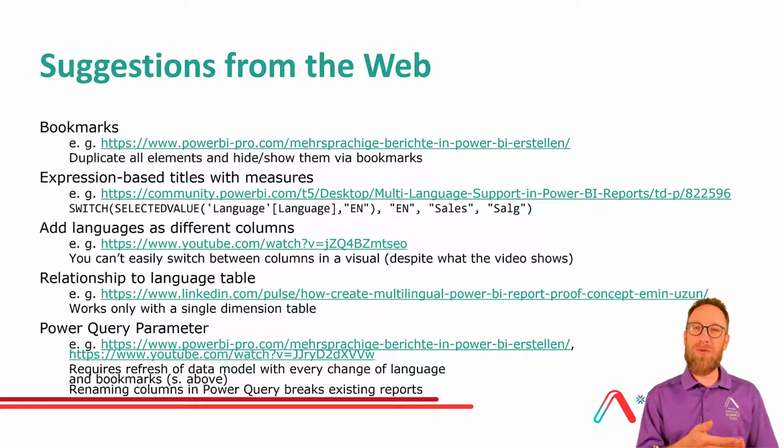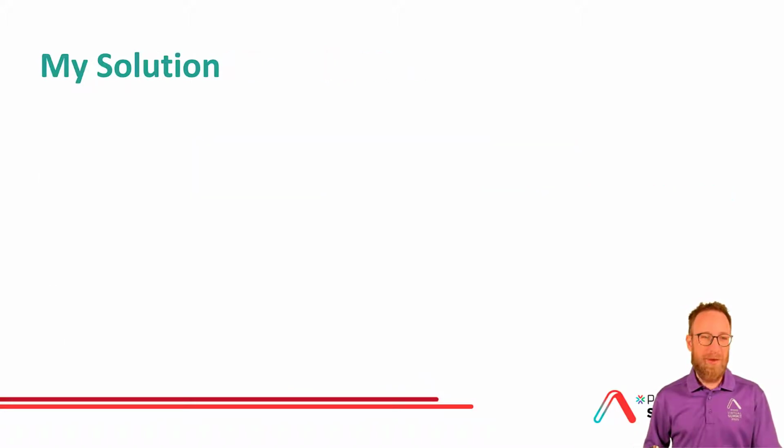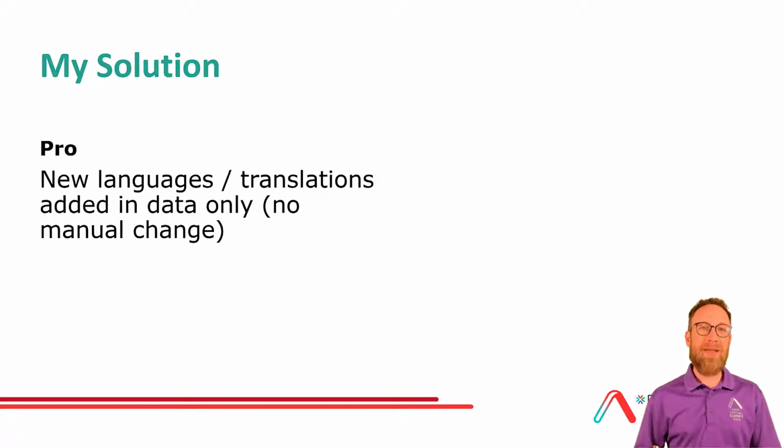Maybe those solutions work for you. But I came up with my own solution, which is not perfect either. So what I like with my own solution is that every time I add a new language or a new translation, I do not have to change anything in the report, anything in the model. So we can just deploy the report as it is, and if they decide to add new languages on production, I do not have to touch anything.